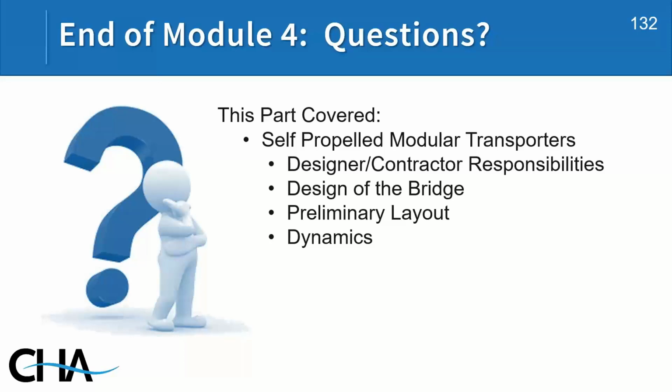Can you comment at all on the cost of using the SPMTs? Oh boy, that question always gets asked. SPMTs can be pricey, but you have to look at other costs. Let me back up a little. The cost of SPMTs can range anywhere from, for a simple bridge, $250,000 to over $1 million, depending on the configuration, the travel path, and all the project specifications. That seems like a lot of money, and it is a lot of money.